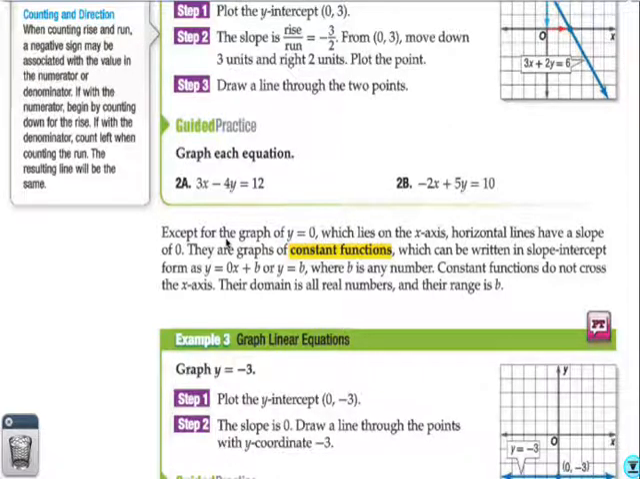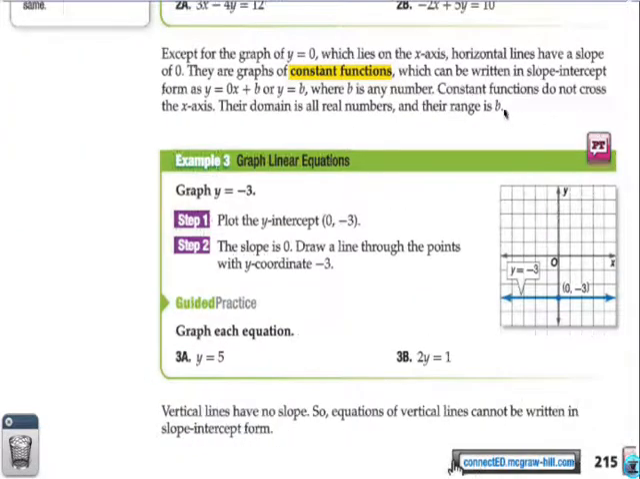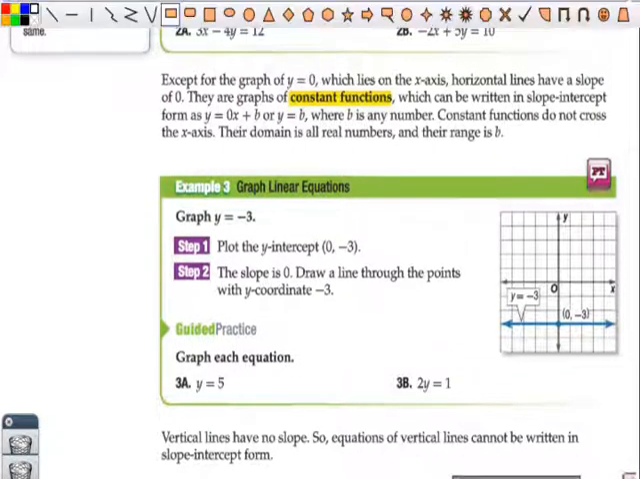Except for the graph of y equals 0, which is on the x-axis, horizontal lines have a slope of 0. Okay. These are graphs of constant functions, which can be written in slope-intercept form as y equals 0x plus b, or essentially just y equals b, where b is any number. Constant functions do not cross the x-axis. Their domain is all real numbers, and their range is just whatever the y value is. We're not even going to graph these guys. This stuff is super simple.